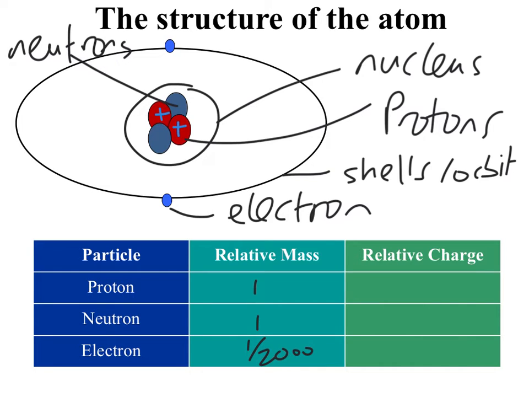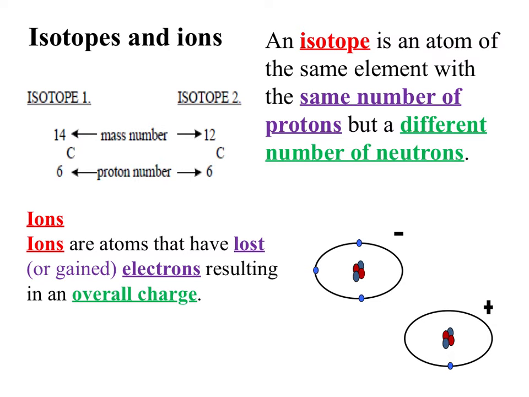In terms of charges, we've already mentioned that protons are positive, so they're plus 1. The neutron, the NEUT part, means it's neutral, which means it's got a charge of 0. And the electron has the opposite charge of a proton, which we call minus 1. That gives you a quick overview of the structure of the atom. It will also be useful to look at isotopes and ions to help us with our calculations later.